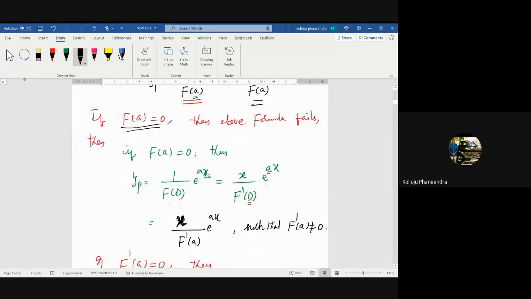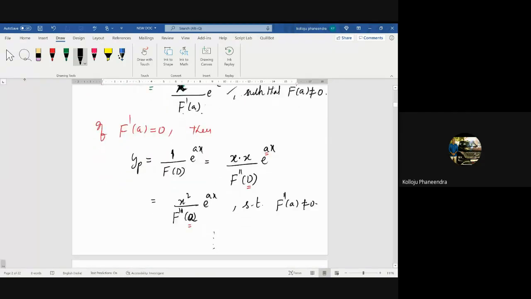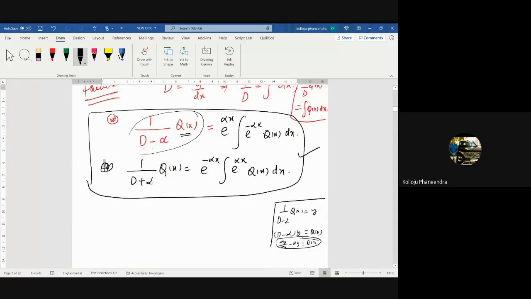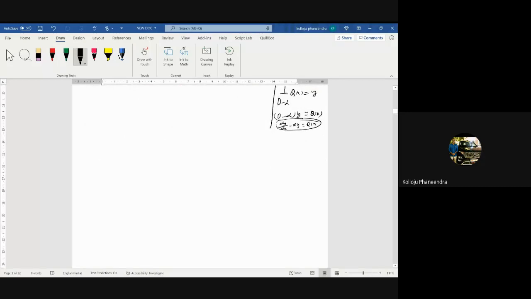Write 1x in the numerator. X means the independent variable. If the independent variable is t, you have to write t here. Okay. Now x by f of d derivative with respect to d, first derivative f dash d into e power x. Now again replace d by a. If f dash a is not 0, this answer is fixed. If that is also 0, then put one more x in the numerator. That is x into x by double derivative. Like that you have to proceed until you get the answer. And these two are the formulae. Any doubts?